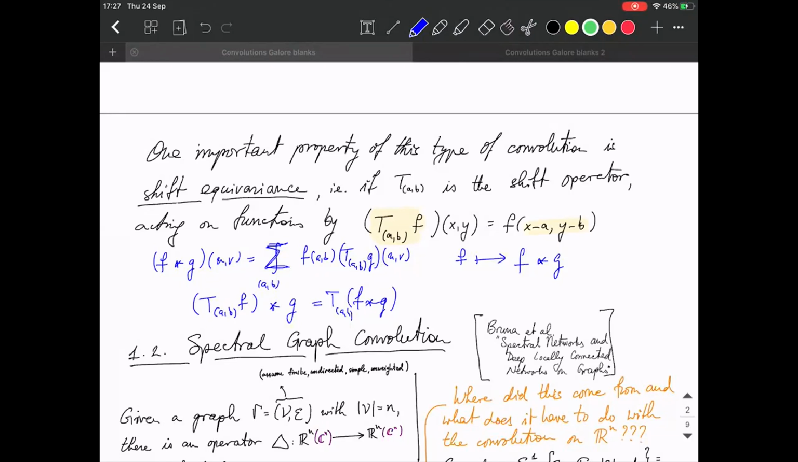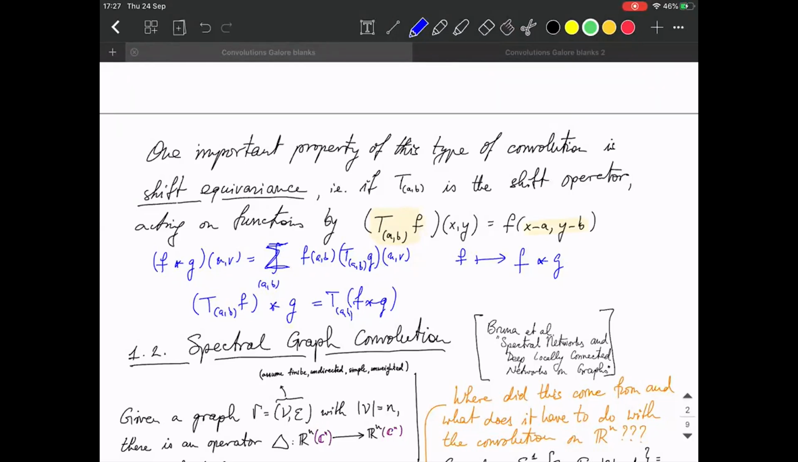Now, however, on a general graph, or at least on most graphs, we don't have a shift operation, and so we can't define a convolution in this way, and so we have to resort to different ways of trying to define it.